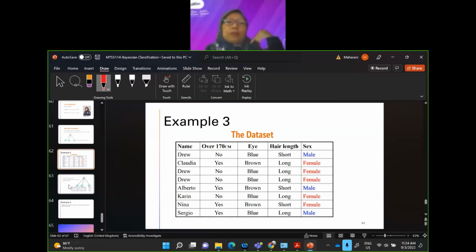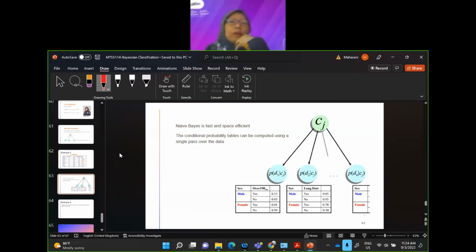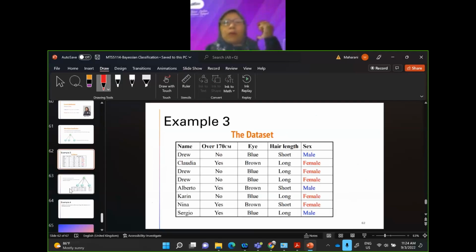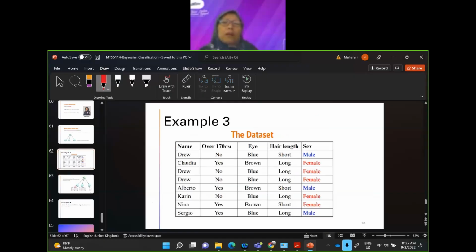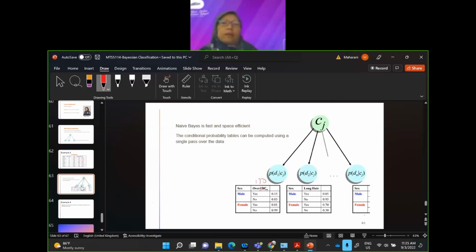Okay, this is actually an illustration for that. From the data, you can also write on the table to make it clear. So based on the sex, for instance, this one not 190 but 170. And then sex with long hair. And then the last one, eye.